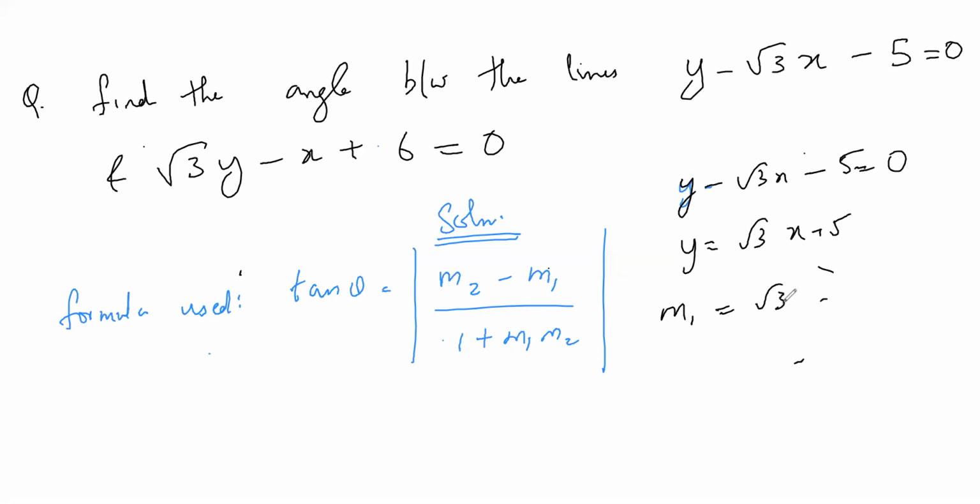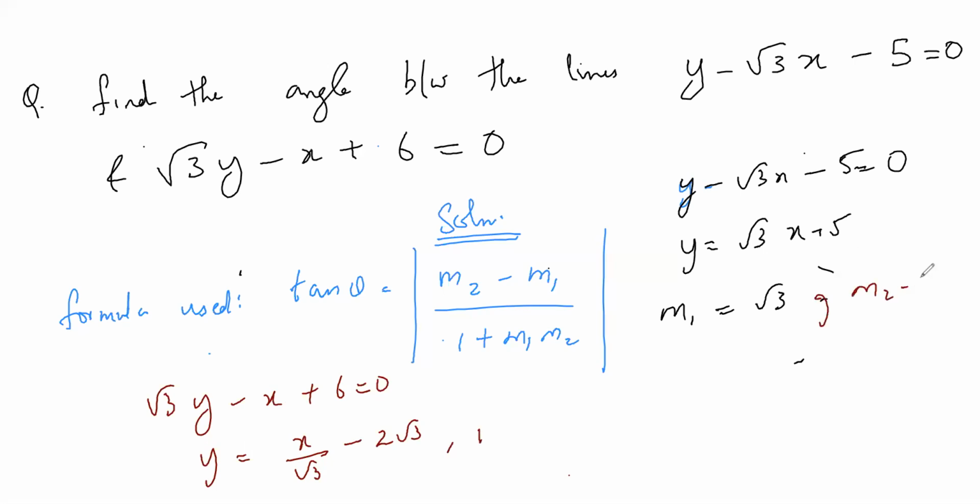M2 will be what? For m2 I have to write the second line, root 3y minus x plus 6 is equal to 0, or y is equal to x by root 3 minus 6 by root 3, that is nothing but minus 2 root 3. So I'll get m2 is equal to 1 by root 3. Substitute in this tan theta, and I'll be getting the answer as 1 by root 3.